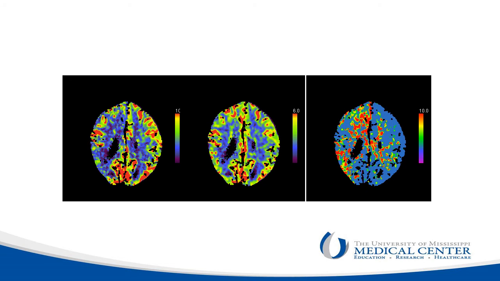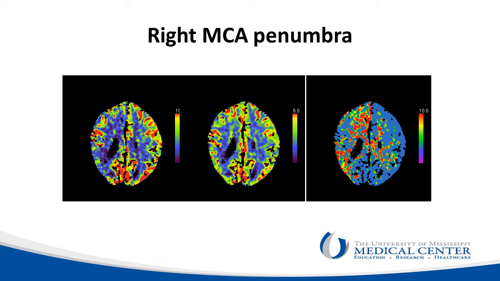On this perfusion study, we can see that there is decreased cerebral blood flow involving a large portion of the right cerebral hemisphere, somewhat preserved cerebral blood volume, and increased mean transit time. That is a right MCA penumbra.